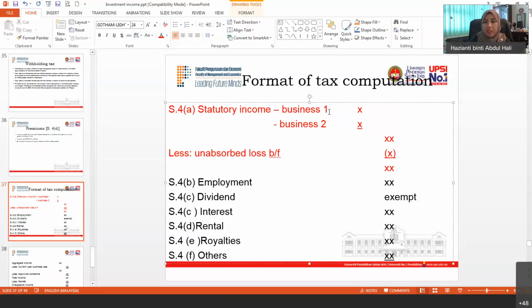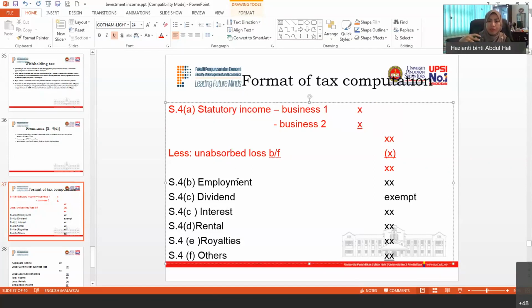Let's say this individual has two businesses, so you can combine business one and business two. Later on, when we do business income, we have to understand how to arrive at the statutory income from business one and business two. Only then can you add up those two. And if the business has unabsorbed losses brought forward, you can deduct them here.